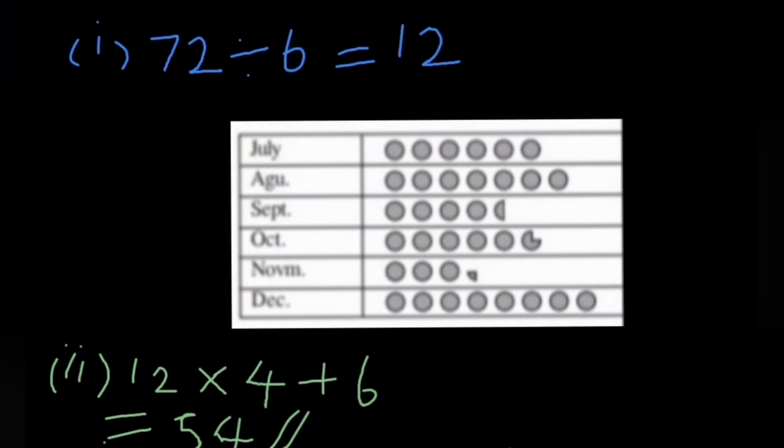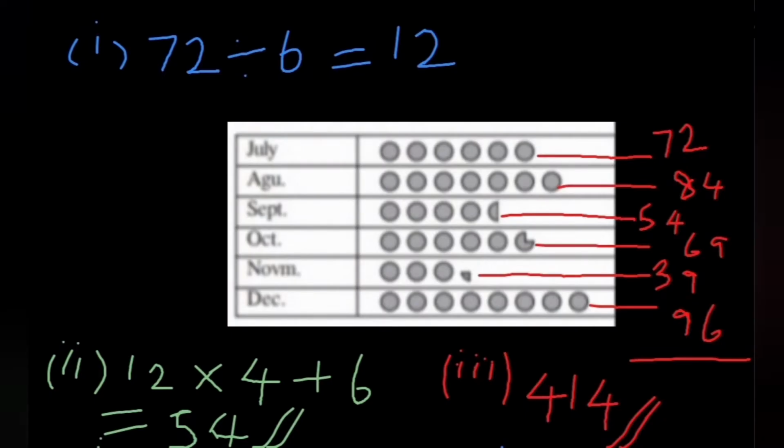Second question, how many telephones are sold in the month of September? In September we have 4.5 symbols. One symbol represents 12 telephones. So for 4 symbols, 12 into 4 telephones. Then half represents 6. So the total will be 54.